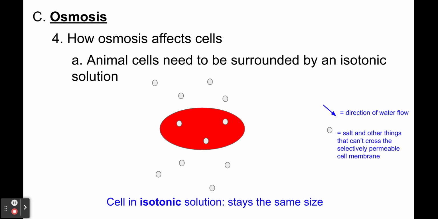isotonic solution. That means that the concentration of solute inside and outside are the same. And so water is actually going to flow into the cell, but it's also going to flow out of the cell.